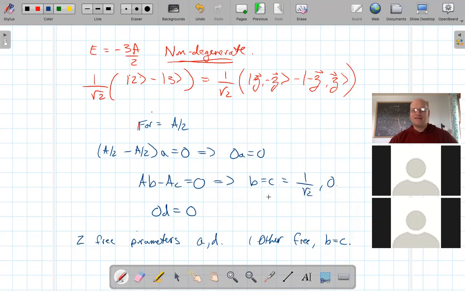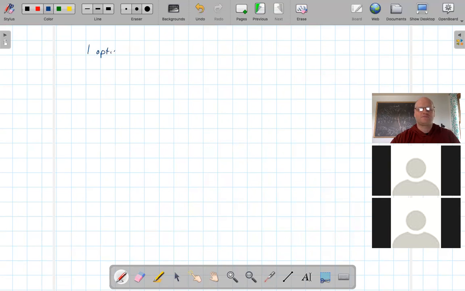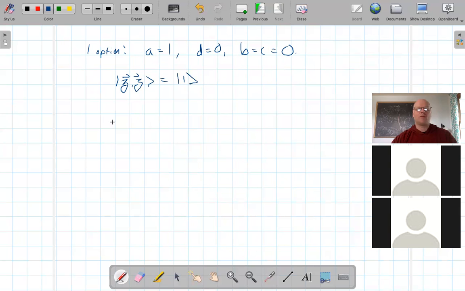Okay. So basically, putting these things together, since I have 2 free parameters here, one choice is I can choose that a is equal to 1, d is equal to 0, b and c are both equal to 0, which is our first choice. Since a is free, I can choose a is equal to 1, d is equal to 0, and b is equal to c, which is also equal to 0. So in this case, my one state is going to be the zz, which corresponds to the one state. So option number 1 is the energy eigenstate for the a over 2.